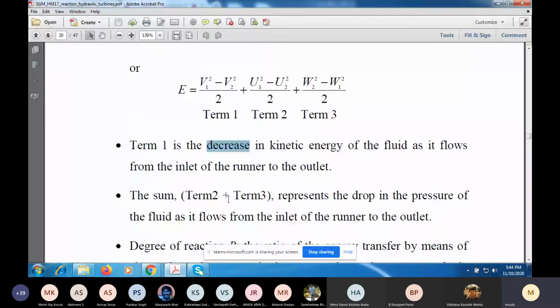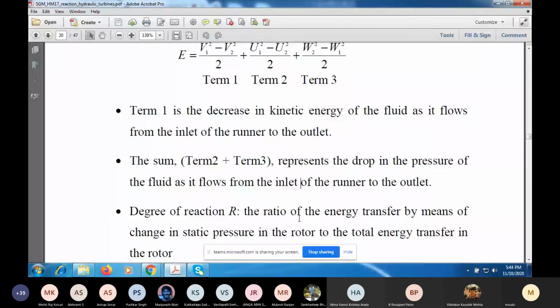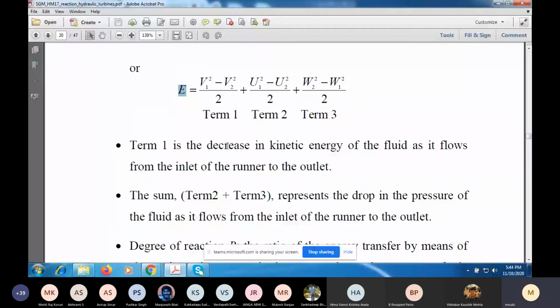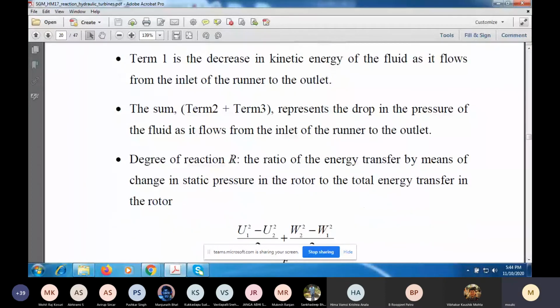The drop in the piezometric pressure as the fluid flows from inlet to outlet. So the pressure of the fluid will change in the runner also, or in the impeller passages, the passage between adjacent blades of the runner. And when the pressure drops, you will be able to extract more energy than in the case of an impulse turbine. And a quantity called degree of reaction is sometimes defined. It is the ratio of the energy transfer by changing the static pressure to the total energy transfer.